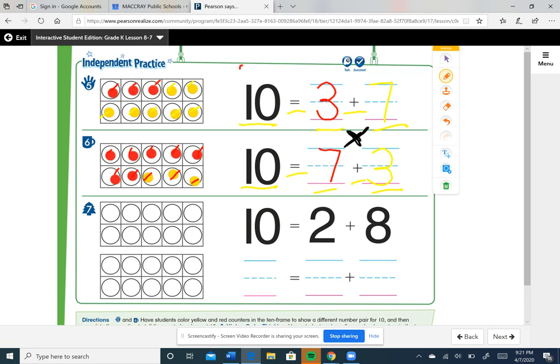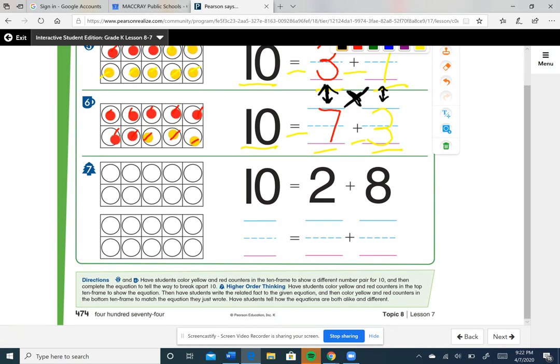Because look, at first there was 3 reds. Now there's how many reds? 7. Right? And then yellows, first there was 7 yellows. And now there's 3 yellows. So even though it looks the same, these two are different. Awesome job.